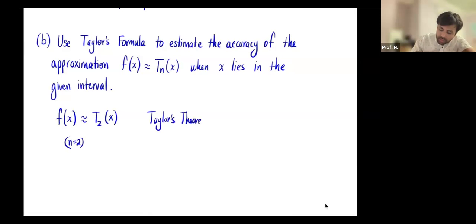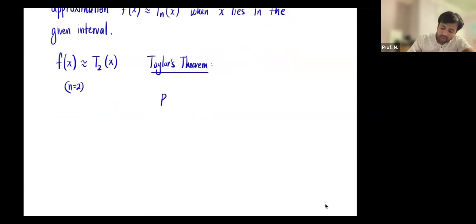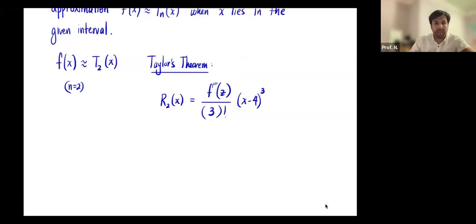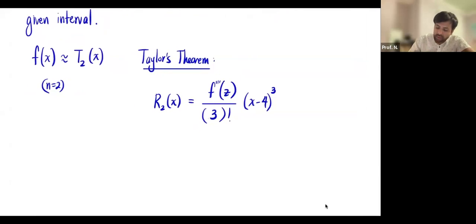According to Taylor's theorem, my error bound, or my remainder term, R sub 2 of x, is equal to the third derivative evaluated at z over n plus 1 factorial, which in this case would be 3 factorial, times x minus 4, because a is 4, to the third power. And so I want to see what is the upper bound to this. How bad can it get, right?